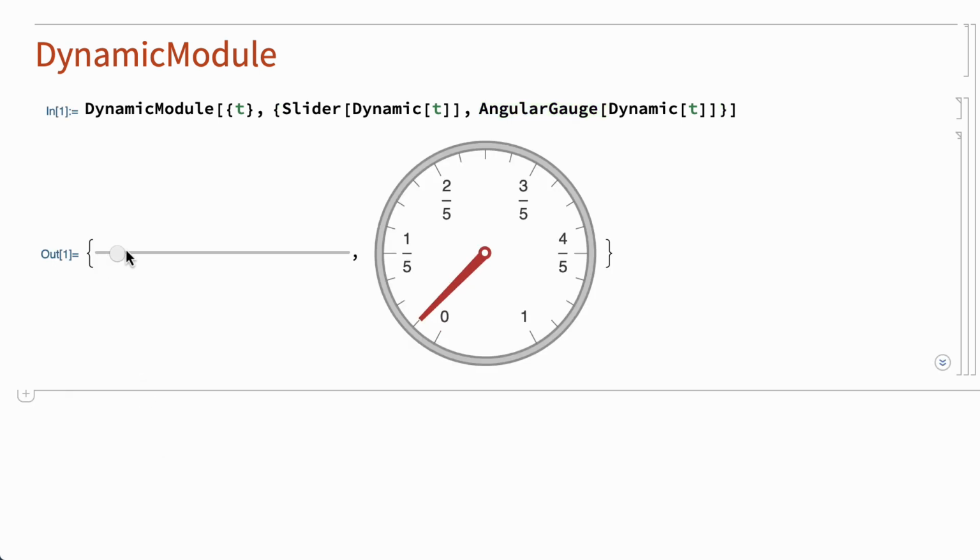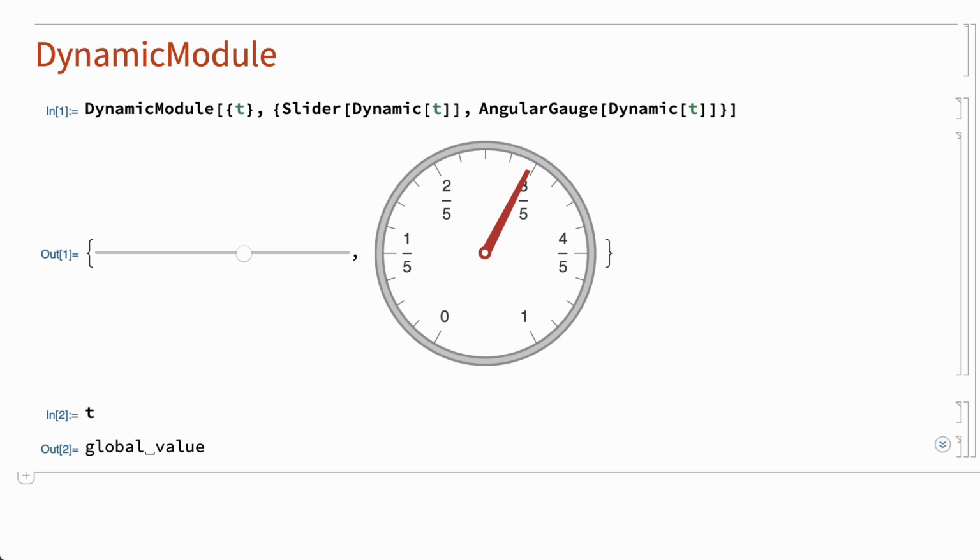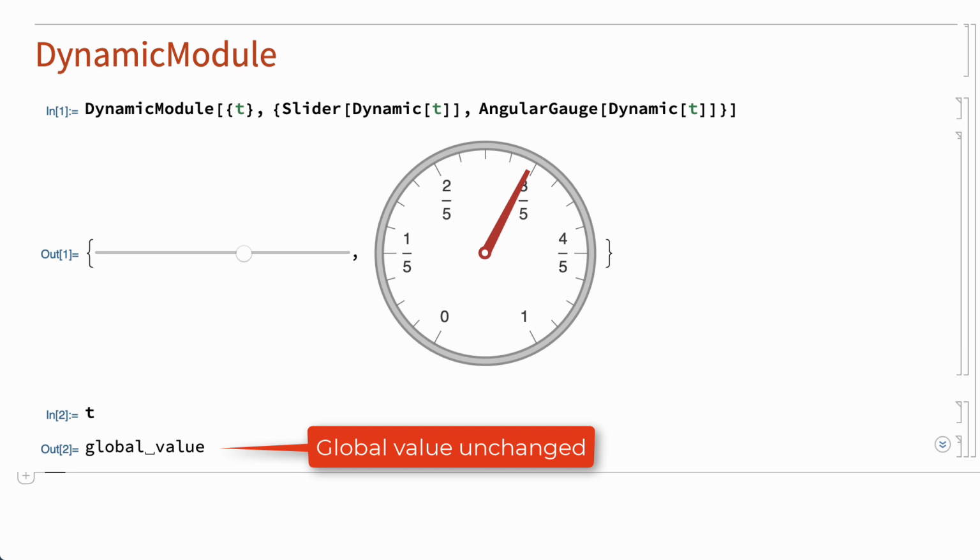One other lexical scoping construct is DynamicModule, which is used in examples like this one to localize variables in dynamic output. Moving the slider in this result changes the value of a variable t, and DynamicModule localizes that variable so that moving the slider does not change the global value of the variable.